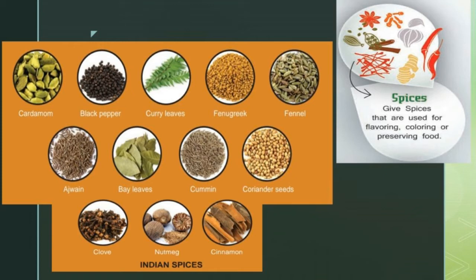The following spices are included in a variety of Indian dishes. They are cardamom, black pepper, curry leaves, fenugreek, fennel, ajwain, bay leaves, cumin, coriander seeds, turmeric, cloves, ginger, nutmeg, and cinnamon.